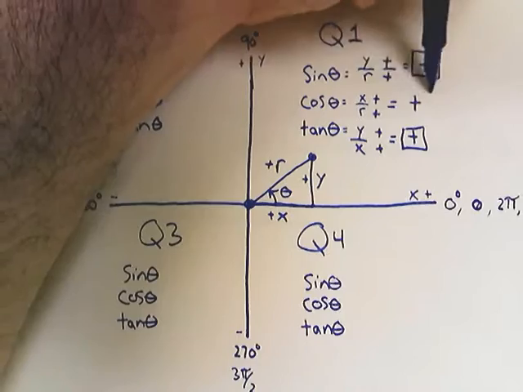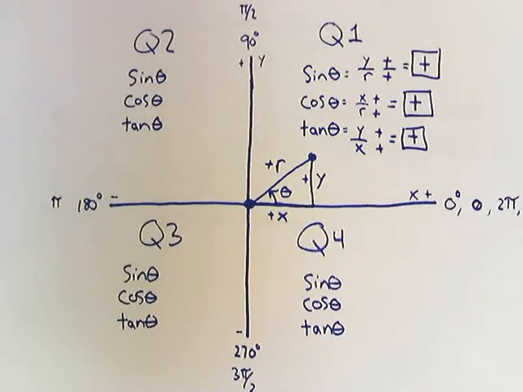So cosine of 50 degrees is positive. Now, I don't know off the top of my head what that's going to be as a decimal, but I know it will be a positive amount.